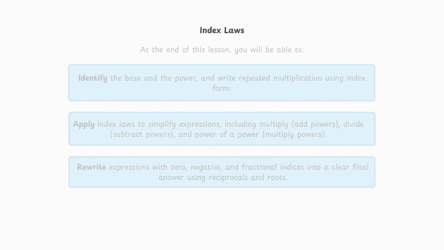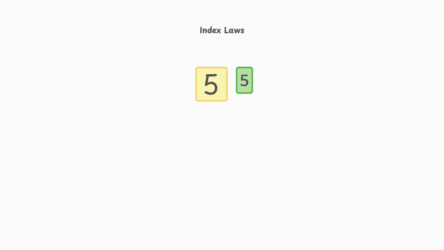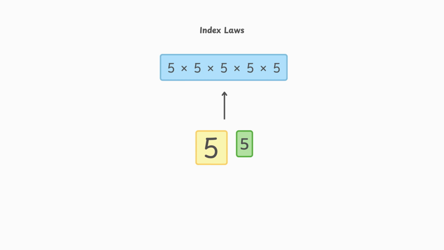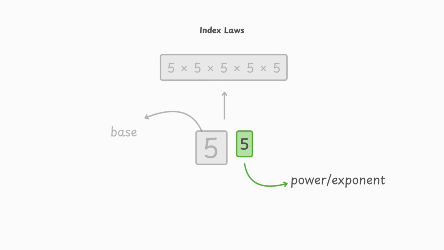Let's get started. Let's start index laws by understanding powers. Up here we have 5 multiplied by 5, multiplied by 5, multiplied by 5, multiplied by 5. That is repeated multiplication. Instead of writing it long like this, we write it in power form. We write it as 5 to the power of 5. Now, the big number is called the base. The base is the number being repeated, and the small number is called the power, or exponent. The power tells us how many times the base is multiplied by itself.